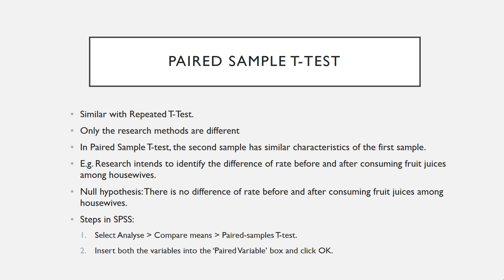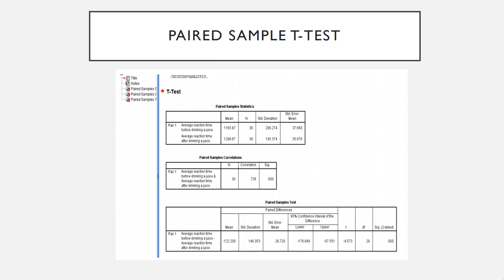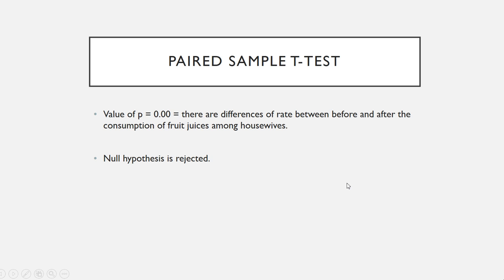So the null hypothesis is developed, and then you are testing your null hypothesis. Once you get a value of P of 0.0000, it means there are differences of rate between before and after the consumption of fruit juices among housewives.